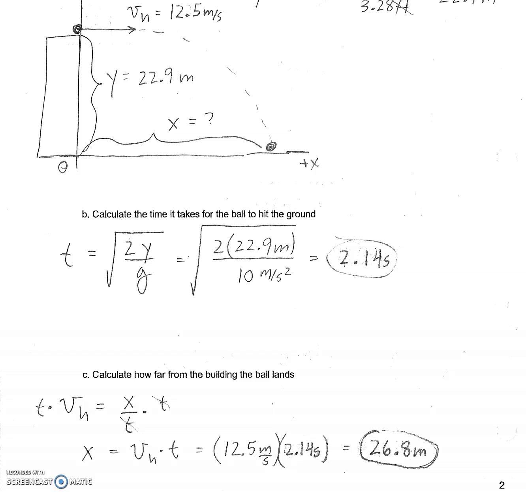Now we want to calculate how far away from the building it's going to hit the ground, or we want to calculate what our horizontal distance is. So our horizontal distance, or our x value, is going to be our horizontal velocity times our time. The problem gave us the horizontal velocity, so we're going to plug in 12.5 meters per second. We calculated the time to be 2.14 seconds. So 12.5 times 2.14 gives us 26.8 meters.